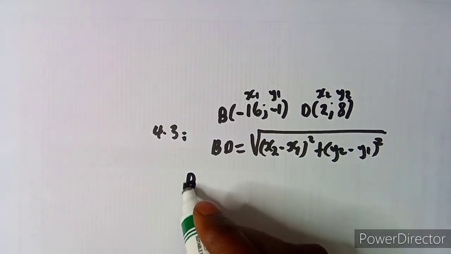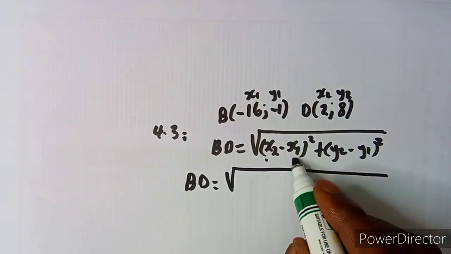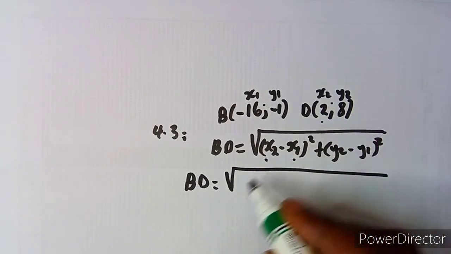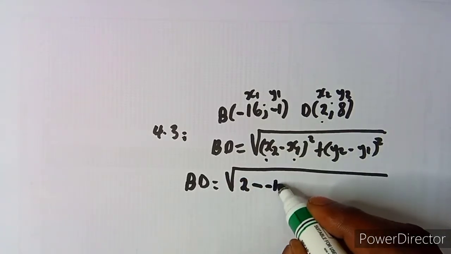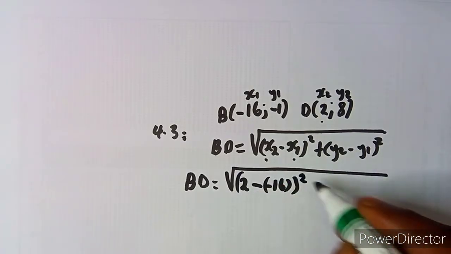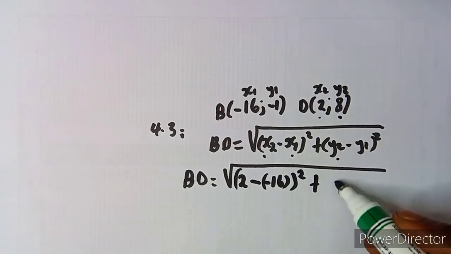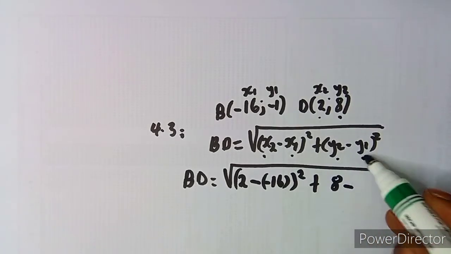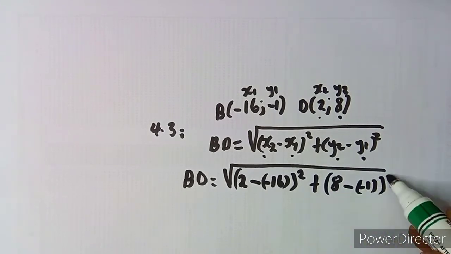This is BD, which is equivalent to the square root of x2 minus x1. That's our x2, which is 2, minus our x1 which is -16, like this. So it can be something like this. Then you square this bracket, plus this is your y2, which is 8, minus your y1, which is -1, like this. Then you square everything.